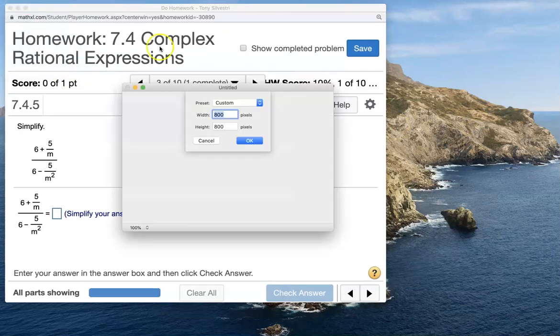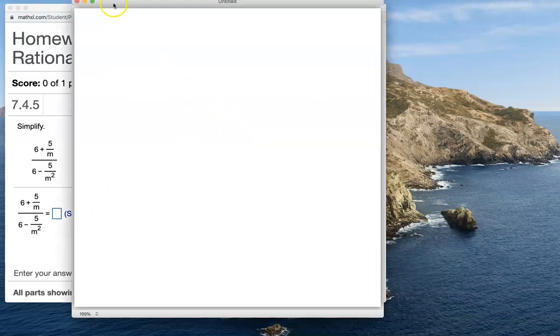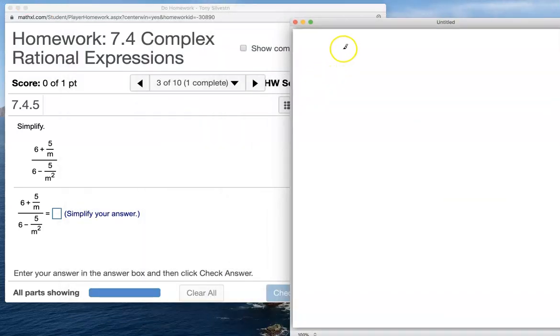File, new, okay. Let's come over here and say, well, here we have (6 plus 5 over m) divided by (6 minus 5 over m squared). Okay, that looks complex. That's an m squared. Let me make a better squared. Sorry about that. That's a squared.